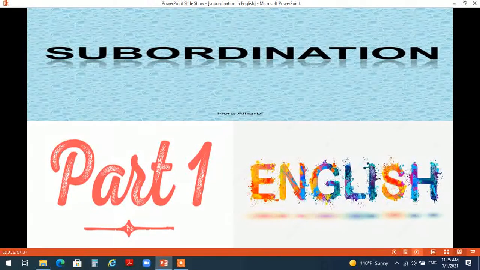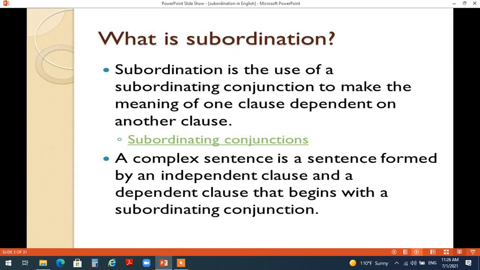In this lecture we are going to study subordination, and this will be part 1 of subordination, in which we will discuss subordination in English. First of all, we need to give some definition of this term subordination, though we have already discussed it when we discussed the difference between the compound and the complex sentences, but since we are going to study subordination in detail in this lecture, we need to give some definition so as to make it clear to you what we mean by this term.